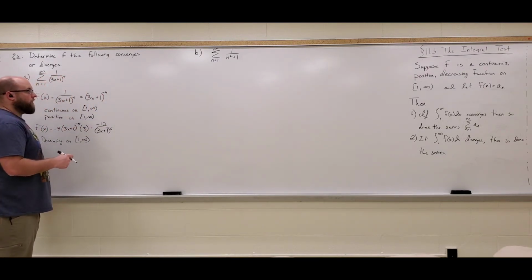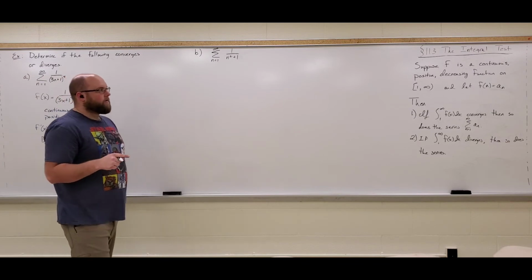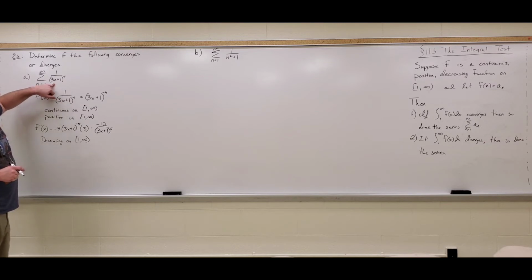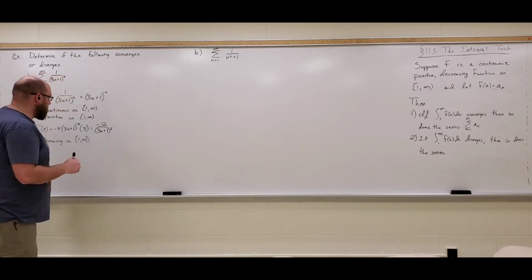Okay, so now that we have shown that this is a continuous positive decreasing function on the interval from 1 to infinity, and we chose this function specifically by just plugging in x for n, so we know for every integer value, we're going to generate the series values. Okay, so that means we only have one step left. Let's look at the improper integral.